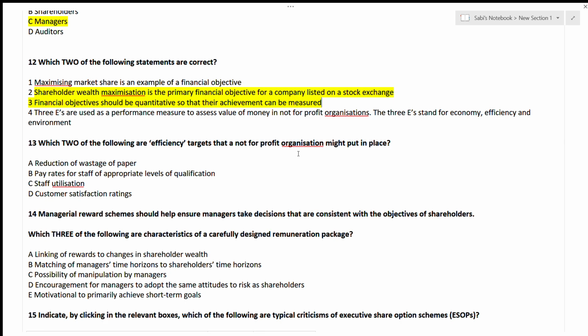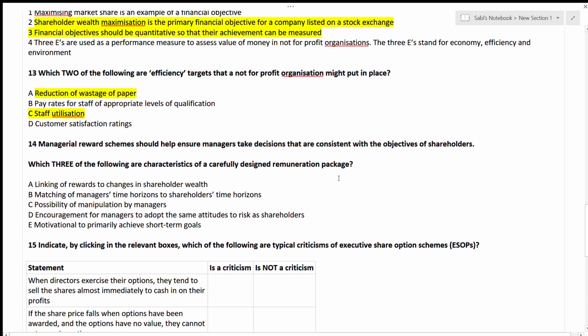because efficiency targets mean you are making efficient use of the resources which are available. That means you are utilizing the staff, so staff utilization, and also you are reducing waste. So those two are efficiency targets.